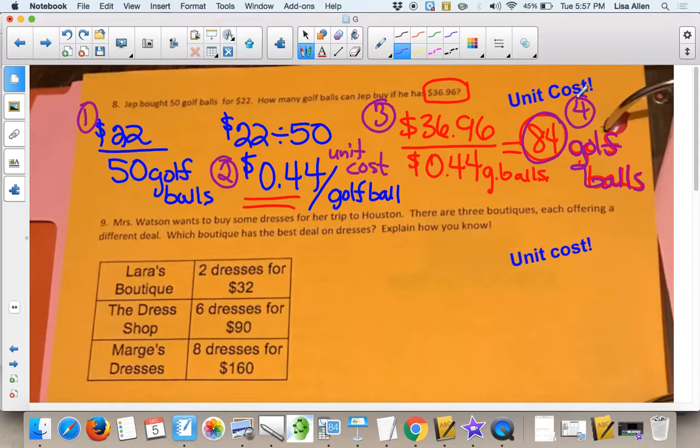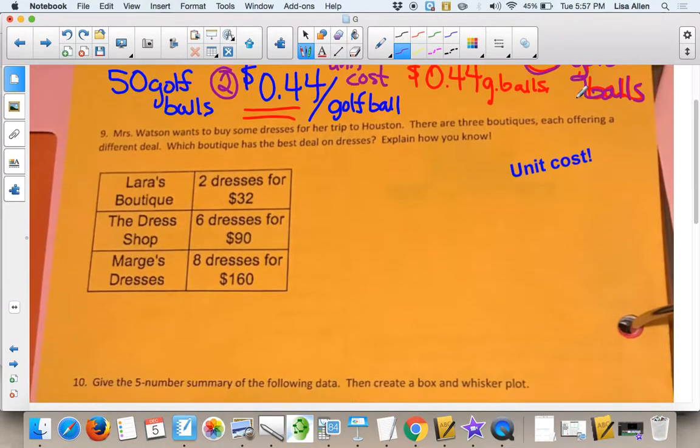Now the next one is also about unit cost, and you want to see what the best buy is for the dresses. So you have Laura's boutique, and they kind of set it up. So it's 2 dresses for $32. When I think of unit cost, I think of money for one item, something like that. So I want to think about what one item is going to cost. So in this case, Laura's, I'm going to say it's $32 for 2 dresses.